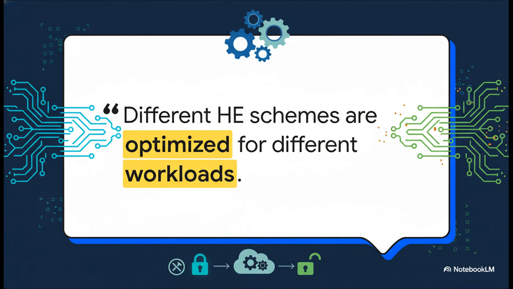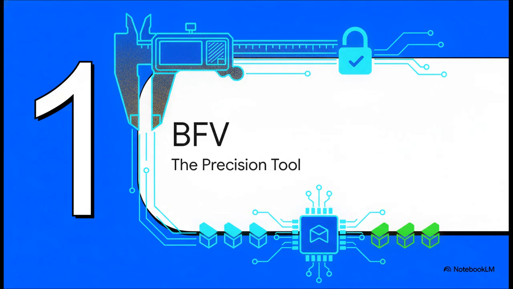So what are these different tools in our kit? Let's take a look at the three main ones. First up in the toolbox, we've got BFV. Now, I always think of this one as our precision instrument, like a high-end digital caliper. It's the tool you reach for when there is absolutely zero, and I mean zero, room for error.